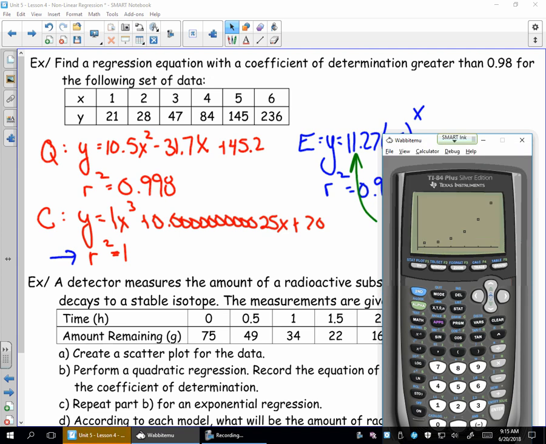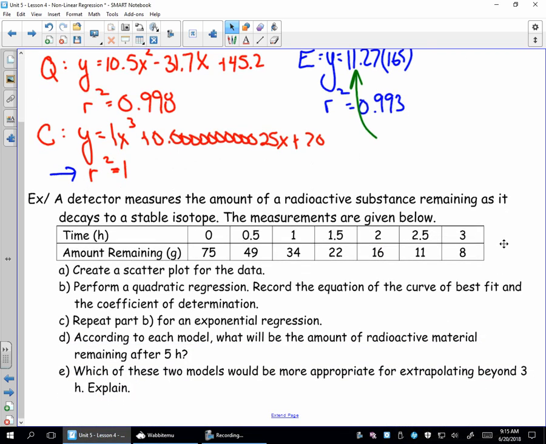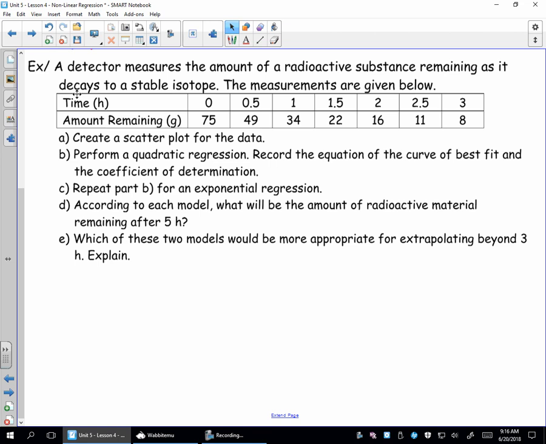So let's look at the next one. I got some context for you again. A detector measures the amount of radioactive substance remaining as it decays. We've talked about decay before. Right? We've talked about the shape of data. But it actually tells us what we want to do in this question. We're going to create a scatter plot, then perform a quadratic regression.